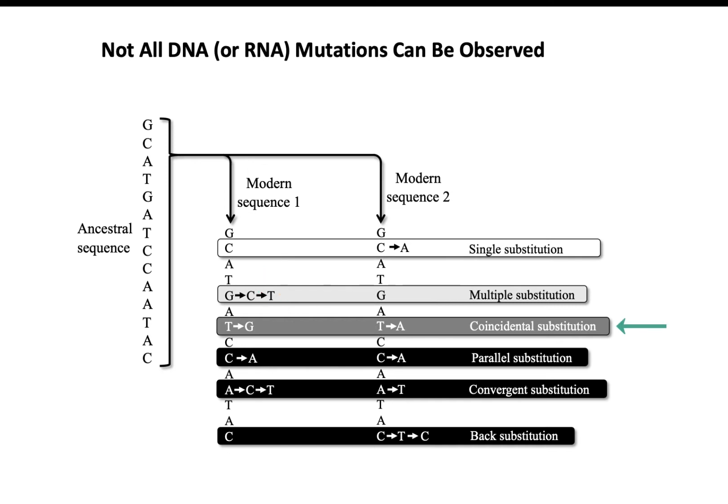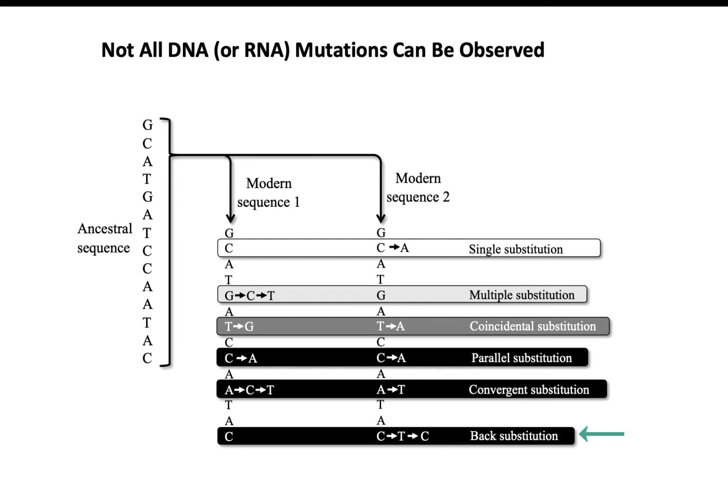You can also have coincidental substitutions, a T to a G and a T to an A over here, and the T is completely missed. It looks like instead a G to an A change. Also, there can be parallel substitutions, and in that case it looks like nothing has changed, when in reality both sequences have changed from a C to an A. And then there are convergent substitutions, where in one case there's been an A to C to T change. In another case there's an A to T change, and all that's noted is an A to T change in both, and those have been missed.